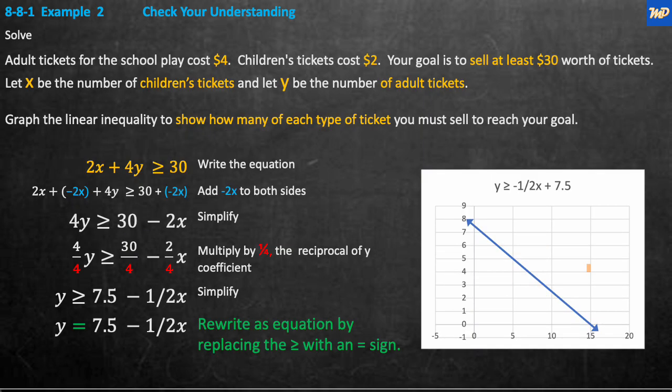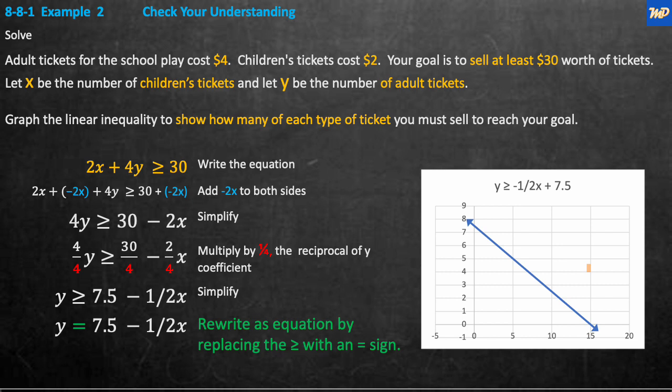Okay, here's another one of the same type of problem we just had. For example 2 under check your understanding. So it says, adult tickets for the school play cost $4. Children's tickets cost $2. Your goal is to sell at least $30 worth of tickets. So let's let X be the number of children's tickets we're going to sell, and Y be the number of adult tickets we're going to sell.